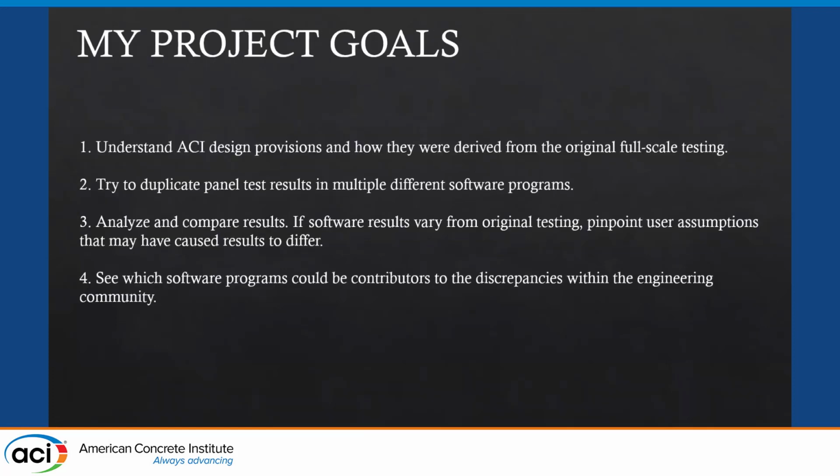So my project goal was first to understand ACI design provisions, and then I wanted to try to duplicate the test results in multiple different software programs, analyze and compare those results and see if the software varied from the original testing. I wanted to try to pinpoint user assumptions within the programs that may have caused the results to differ. And then lastly, I wanted to see which of the software programs could have been contributors to the discrepancies within the engineering community.